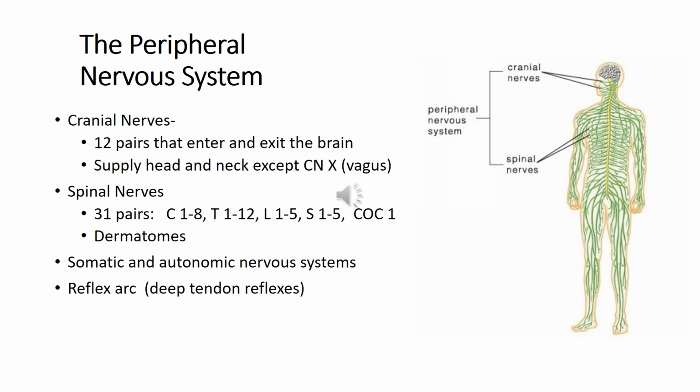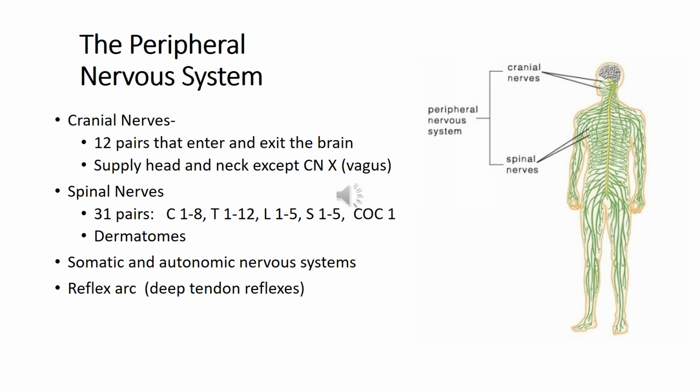The peripheral nervous system includes the cranial nerves, spinal nerves, somatic and autonomic nervous systems, and the reflex arc. The cranial nerves include 12 pairs that enter and exit the brain. They supply the head and neck except cranial nerve 10. The spinal nerves include 31 pairs. The cervical region has 8. The thoracic region has 12. The lumbar region has 5. The sacral area has 5, and the coccygeal area has 1.